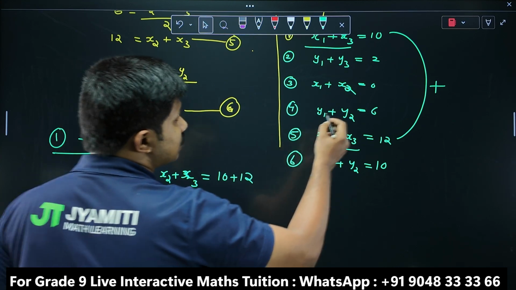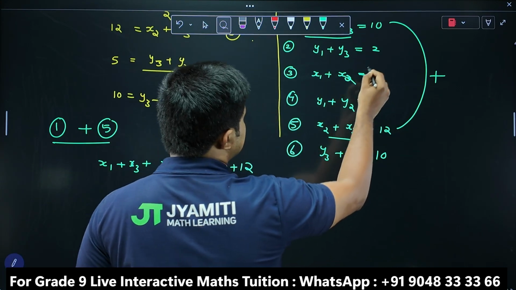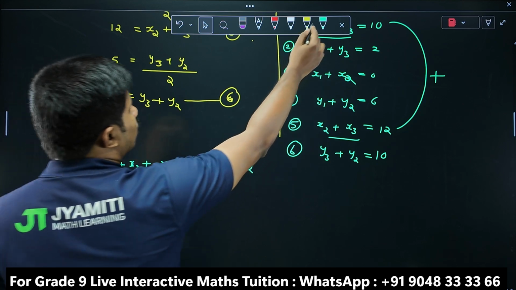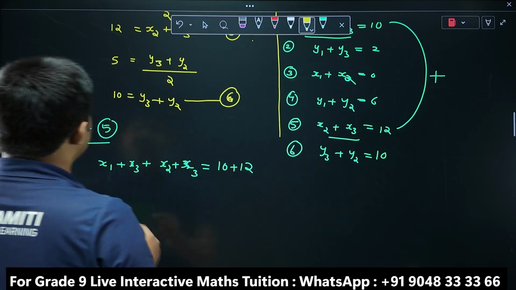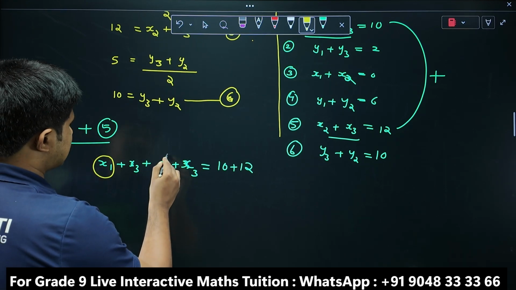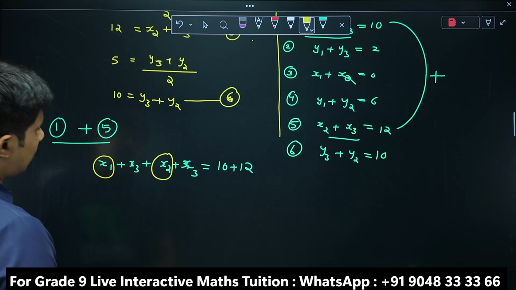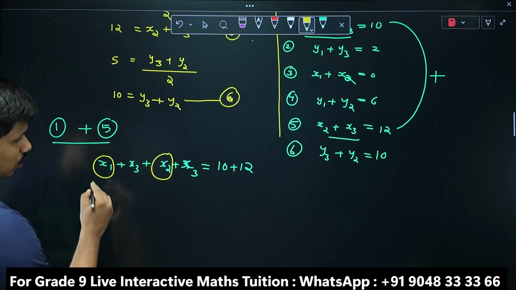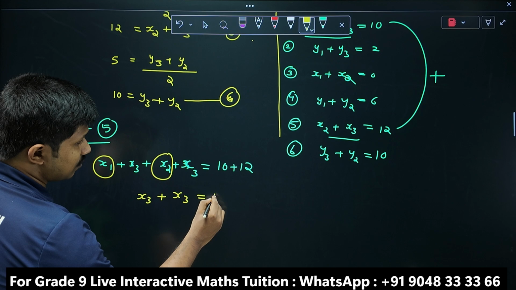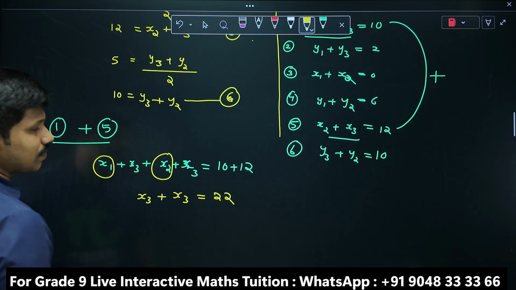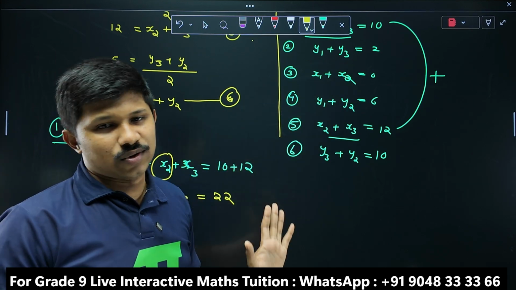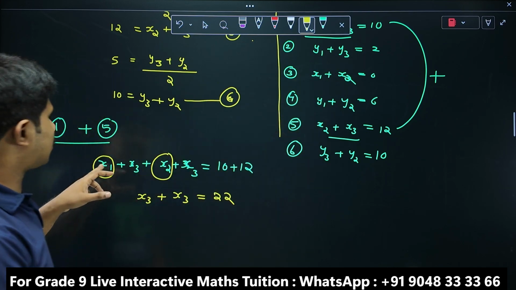Interestingly, equation number 3 tells us x1 plus x2 equal to 0, right? So you can substitute equation 3 in this new equation. When you substitute x1 plus x2 equal to 0, the remaining will be x3 plus x3 equal to 10 plus 12, which is equal to 22. We already know from equation 3 that x1 plus x2 is 0, and we substitute that here.